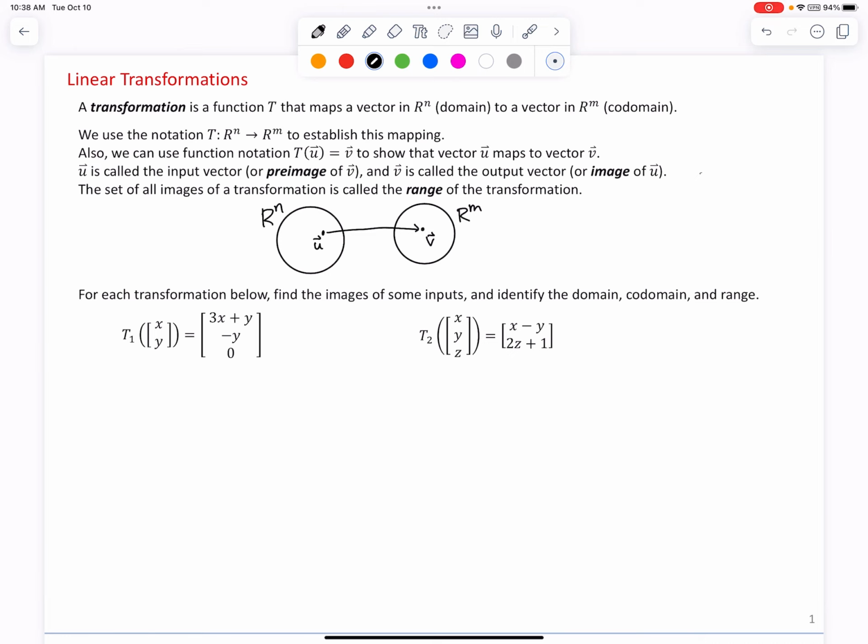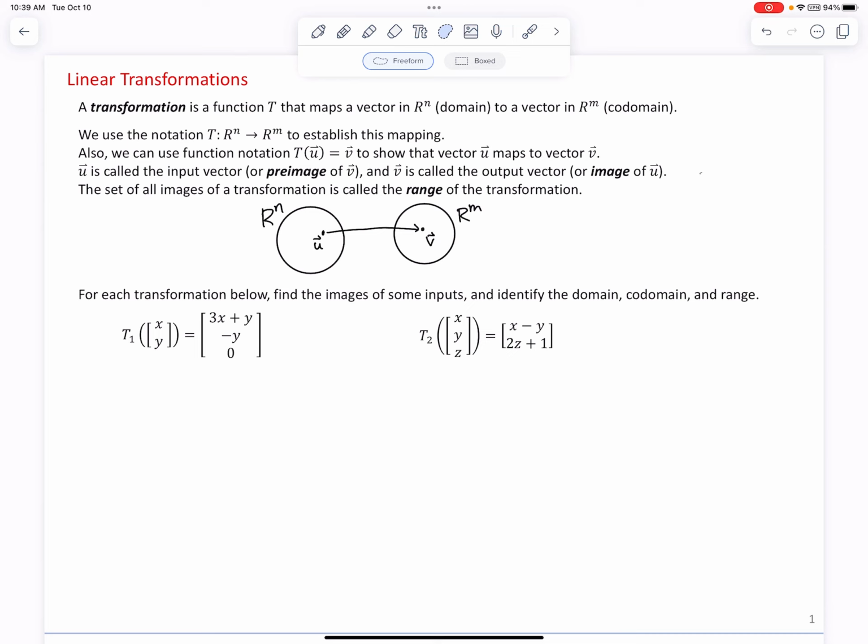It's very similar to any function that takes an input and turns it into an output, except that the inputs and outputs are vectors now. And continuing to read right here, we can use function notation to show that the vector u maps to the vector v. U is called the input vector, or sometimes the pre-image of v, and v is called the output vector, or the image of u. The set of all images of a transformation is called the range of the transformation.